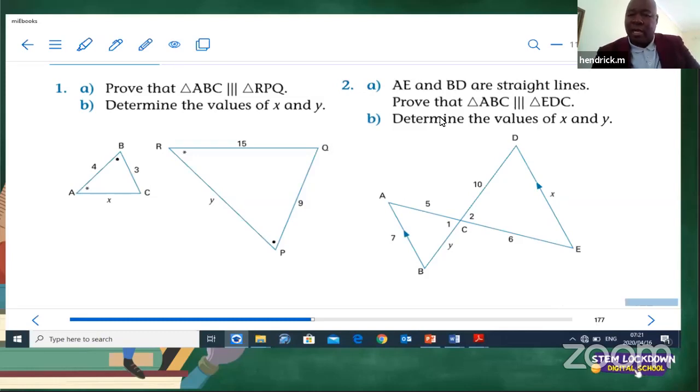Yes, King, I see your hand. Right. Let us prove that, given AE and BD, which are straight lines, and you can see that we also have a set of parallel lines there. There are 2 parallel lines. Can we prove that triangle ABC is similar to EDC?